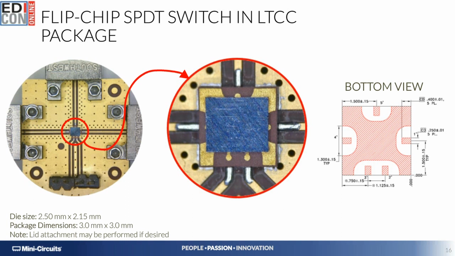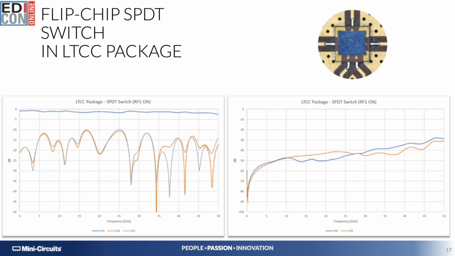Speaking of test data, here we have measured data on the single pole double throw flip chip assembled onto an LTCC interposer. This will be a great product offering in the sense that it will provide our customers with a surface mountable version of a well-performing switch all the way up to 55 gigahertz.